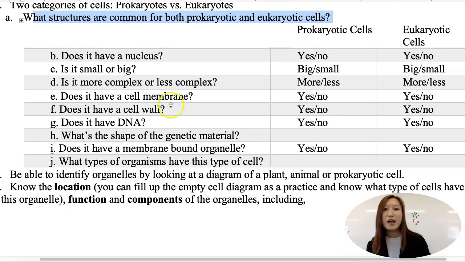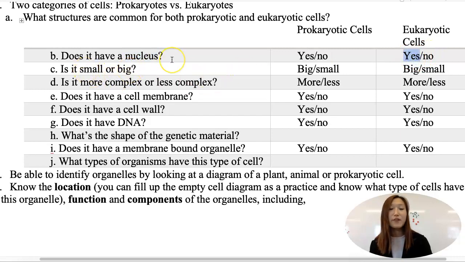And then we can look at more questions in a little more detail. Does it have a nucleus? What makes a prokaryote is that it doesn't have a nucleus. That's one of the most significant differences between the two. Eukaryotes do have a nucleus. Is it small or big? Prokaryotes are a lot smaller, and the eukaryote is much bigger. A prokaryotic cell is less complex, and a eukaryotic cell is more complex.